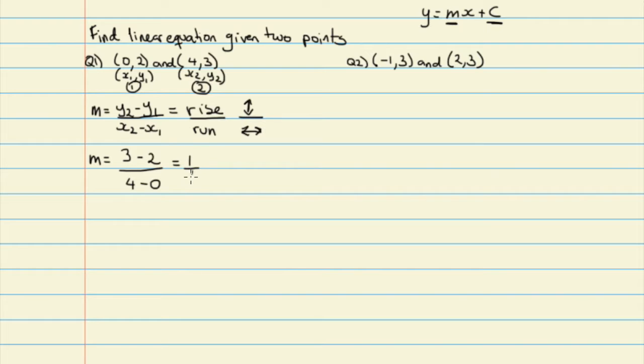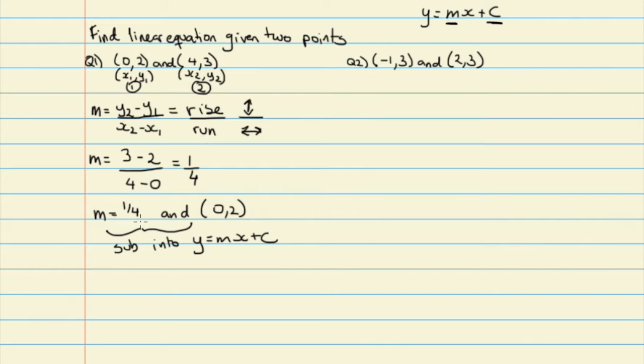I will have a gradient of 1/4. Now that I have my gradient of 1/4, I can use that gradient and either one of my points, point 1 or point 2, and substitute that into my general equation for a straight line. So you'll see what I mean.